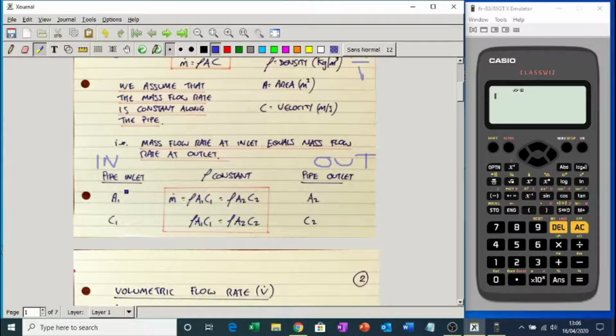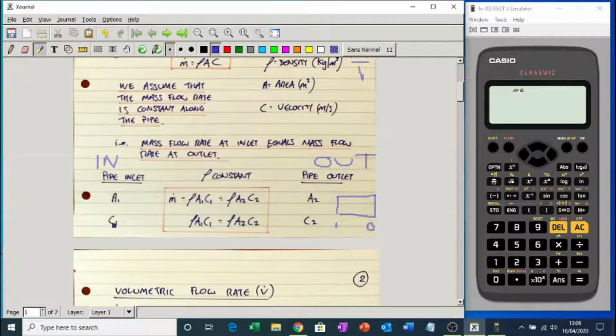So this is the area in, this is the velocity in, and this is the area out, and this is the speed or the flow velocity out. If I had a pipe like this, so this is in, and this is out. So the mass flow rate has got to be the same.